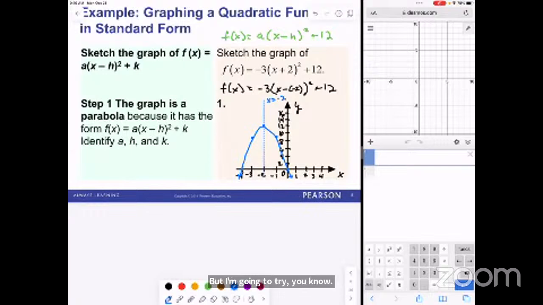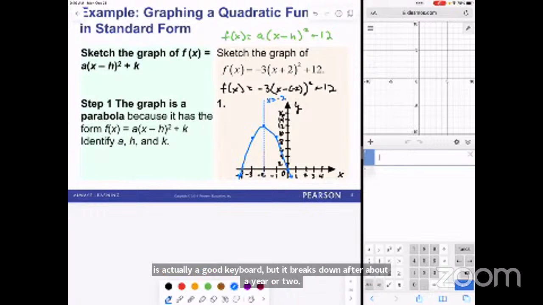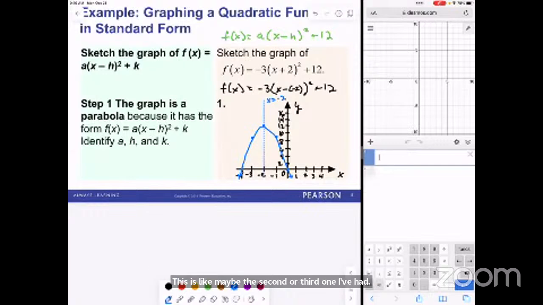I'm so sick of this stuff because it's clear that they intentionally designed these things to break down just for the sake of capitalism, to just try to get you to come back and buy more. This is actually a good keyboard, but it breaks down after about a year or two. This is maybe the second or third one I've had. I don't know. I have to get into production so I can make quality stuff that just lasts forever. I don't care about the money. I just want this stuff to work. I'm sick of this stuff intentionally breaking down.